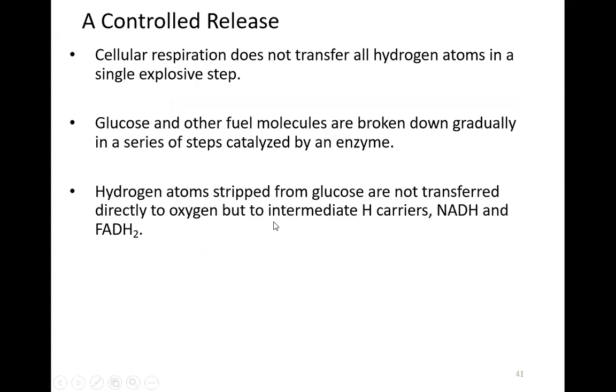Now, we do this in a very controlled manner in our bodies. We don't transfer those electrons all at once. Remember, the electrons are brought along with their hydrogens. We don't transfer all of them at once. We transfer them in a step-by-step process. We do it gradually. If we did it all at once, we'd have something that looks like this.